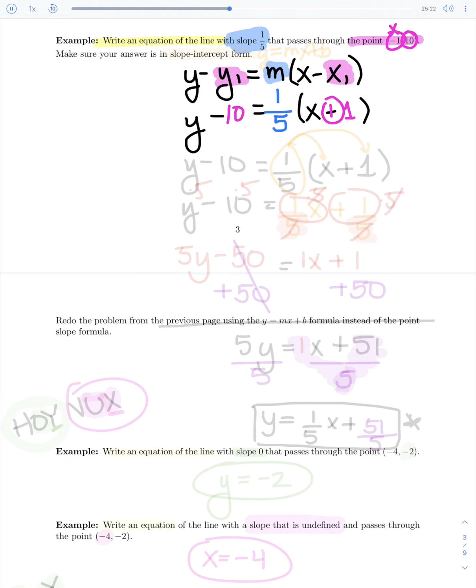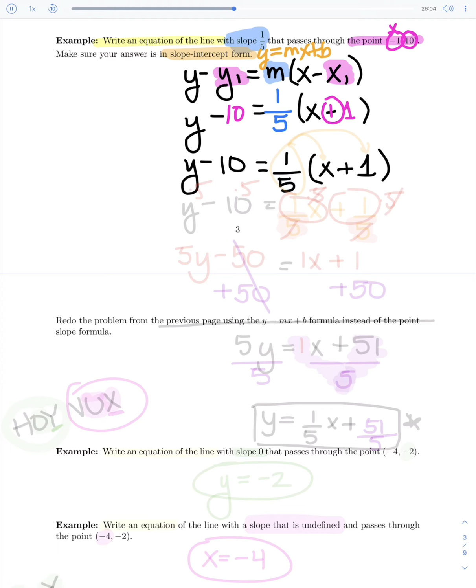Now what do I have? I now have y minus 10 equals 1/5 times (x plus 1). Well, the first thing I need to do is figure out, is this an okay answer? And the answer is no, because they want this in slope-intercept form again, which, remember, is y equals mx plus b. Which means I need to have no parentheses, and the y needs to be by itself.